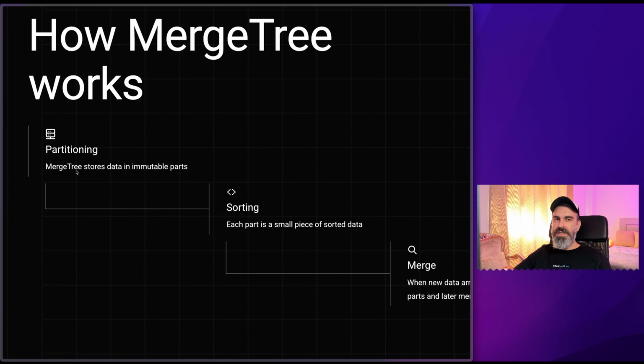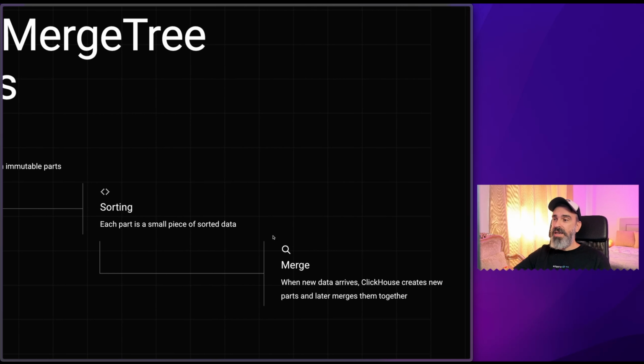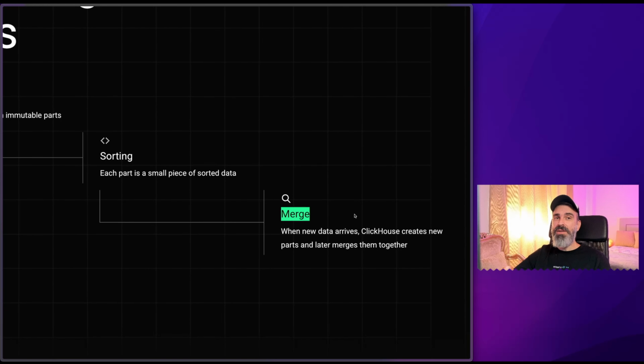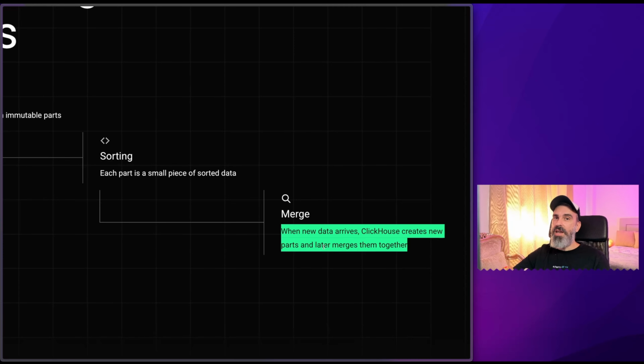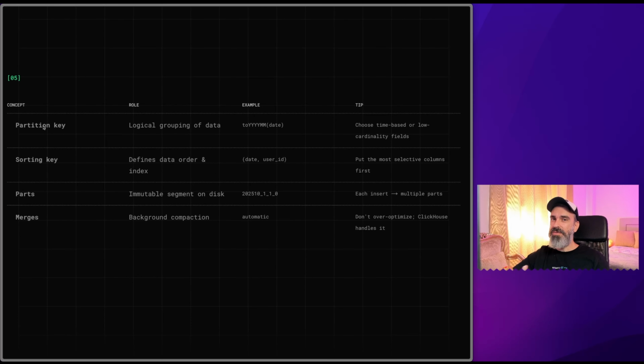There is partitioning, which defines how data is stored on disk in immutable parts. There's sorting, which specifies how data is sorted inside each part. And then there is the merge process that, depending on the merge tree type, remember replacing, aggregating, summing, creates new immutable parts, usually larger, with the merge logic depending on the engine. These are the 4 concepts you need to take into account when working with merge tree tables in ClickHouse.